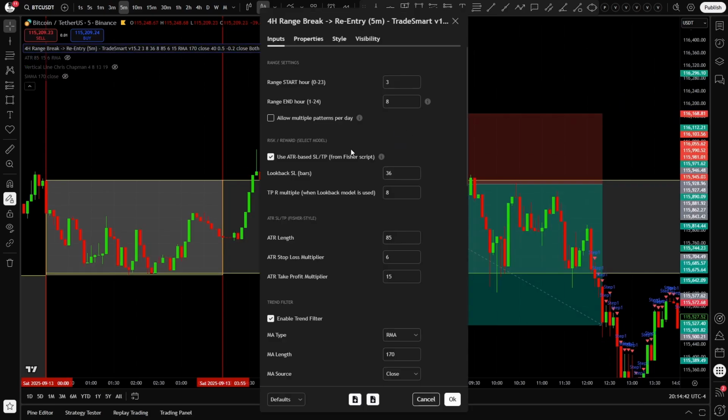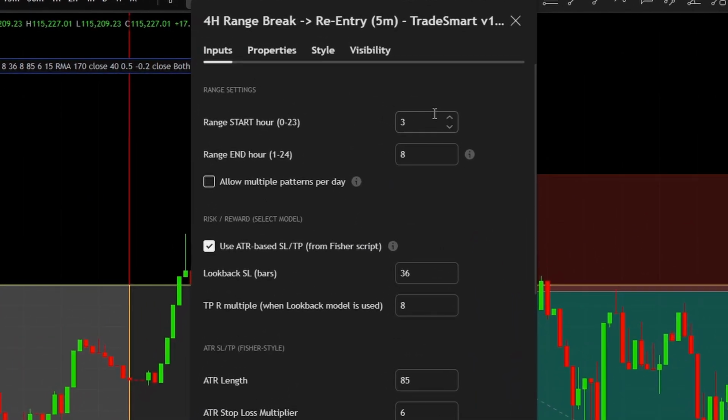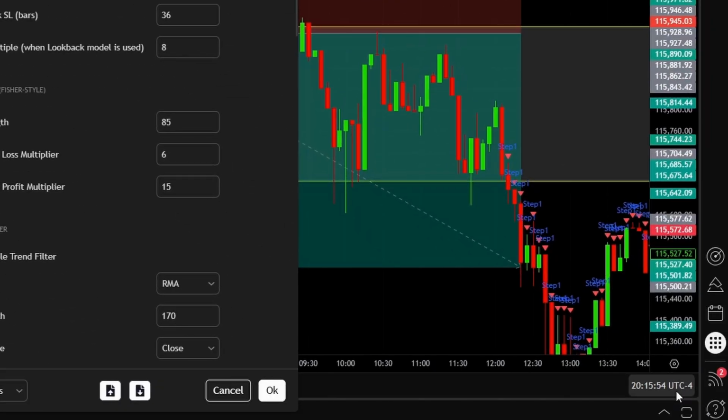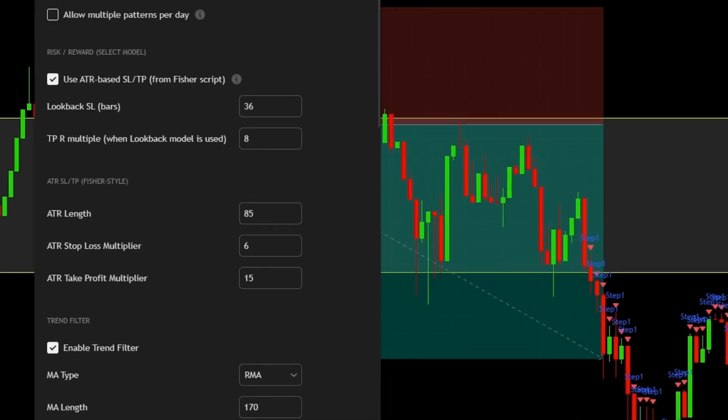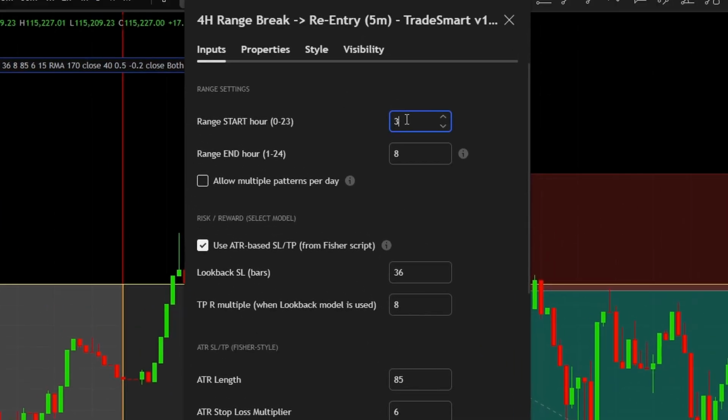Okay, so for my optimization, here at the range settings, you can see that the starting hour is 3 and the ending hour is 8, but that's not the case because we are using UTC -4, which means you have to count back 4 hours. So this hour is actually the latest day, 11 p.m., and this is the current day, 4 a.m. Now I disallowed multiple entries per day, so we only enter 1 time each day.